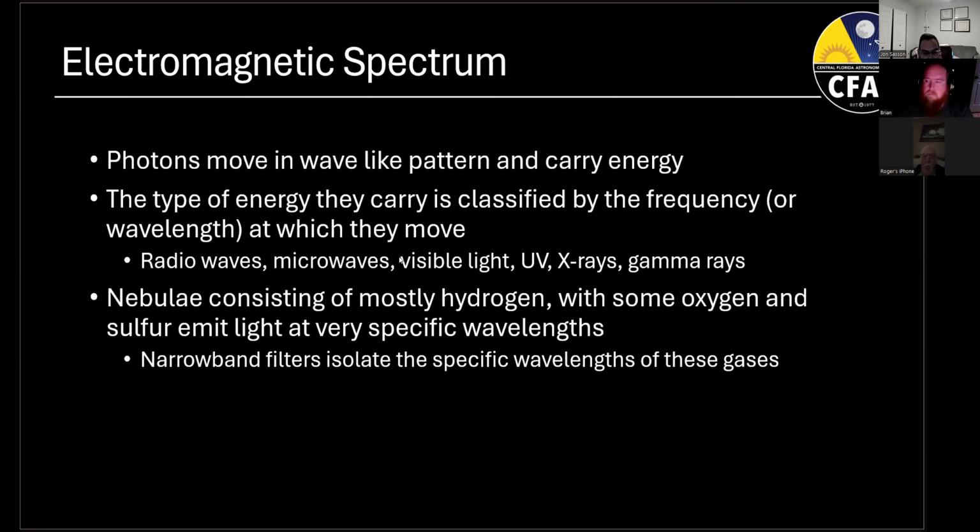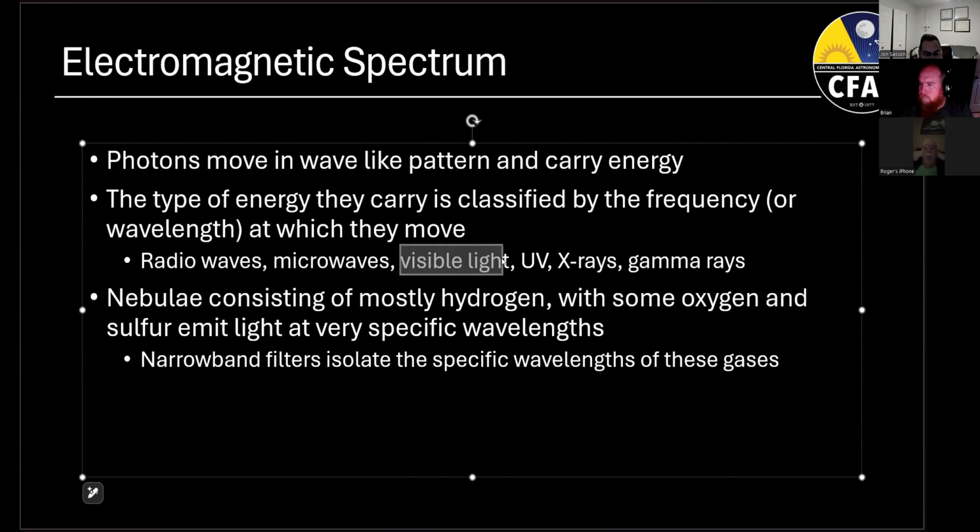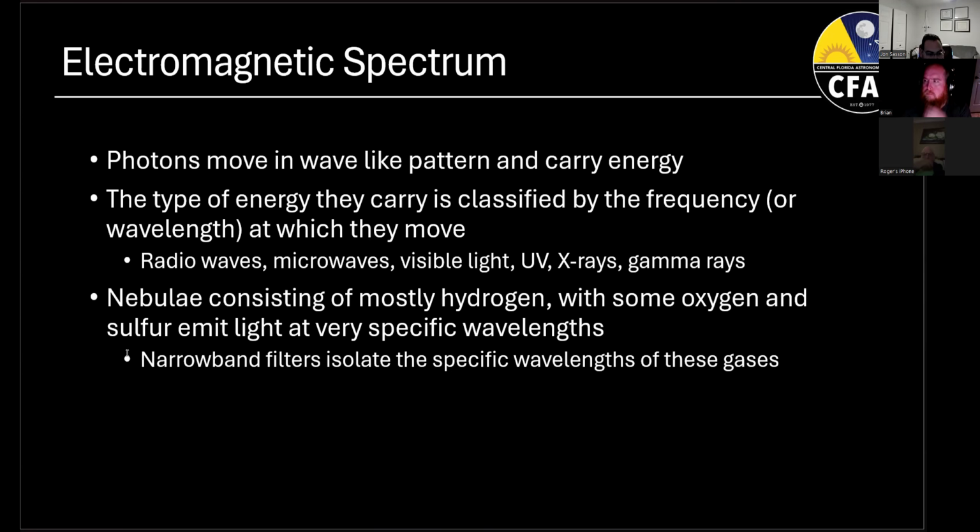And so for astrophotography, what we care about is this portion here, the visible light. The nebulae that we're typically shooting when we're doing deep sky objects consist mostly of hydrogen with some oxygen and sulfur, and they emit light at very specific wavelengths. And when we capture those specific wavelengths, that's what we call narrowband imaging. We use filters to isolate those specific wavelengths.